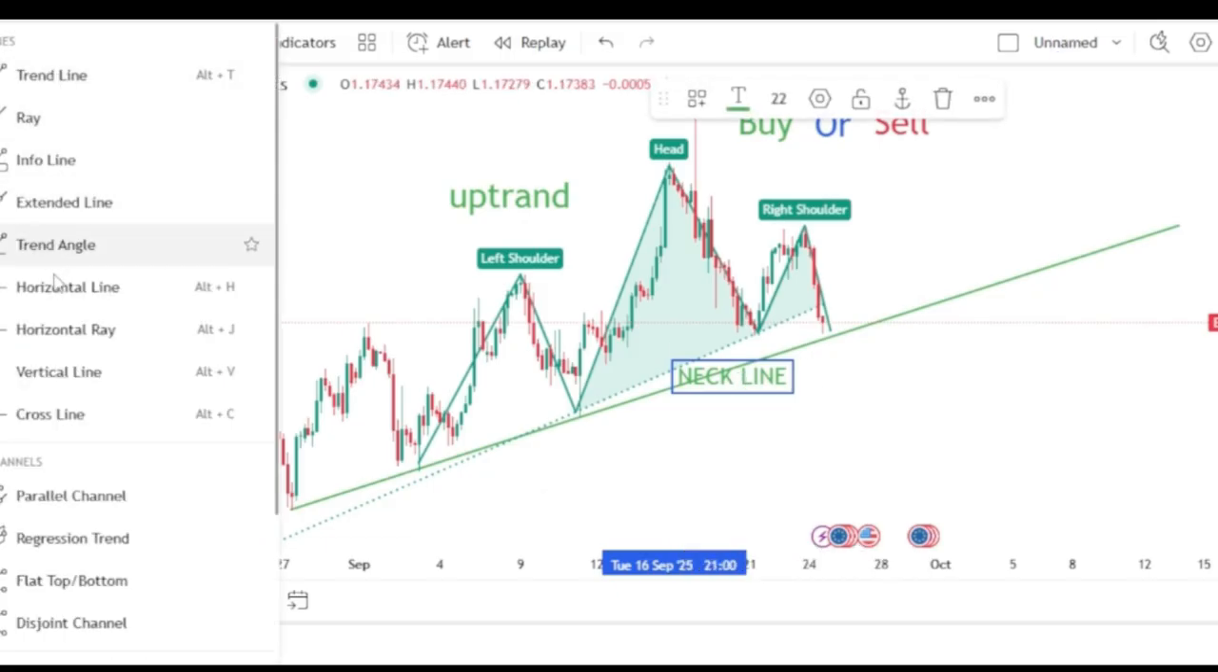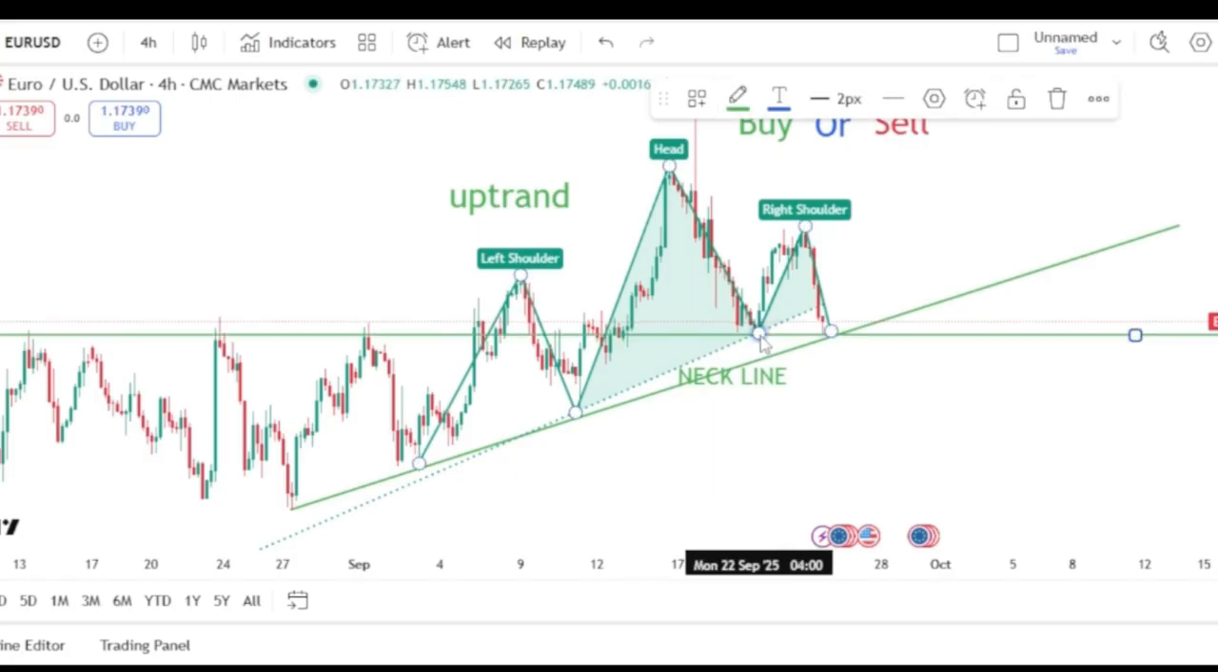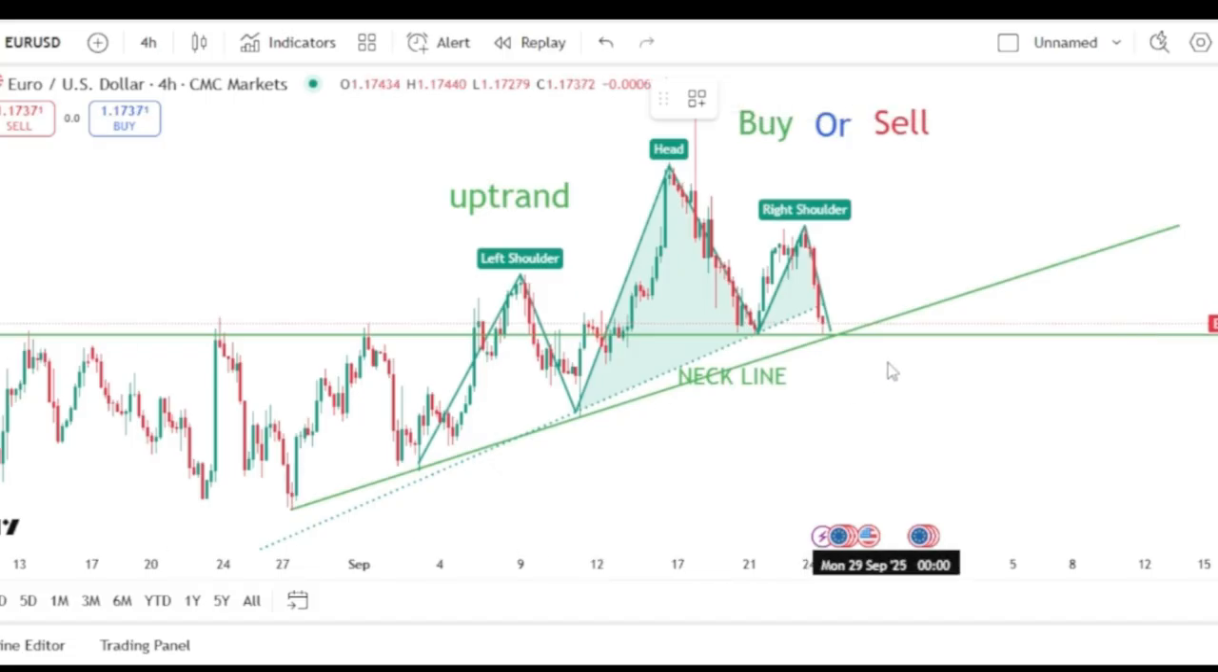Conservative traders wait for a full candle close below the neckline. Aggressive traders may enter as soon as the neckline is touched. The stop loss is usually placed above the right shoulder to protect against a false breakout.